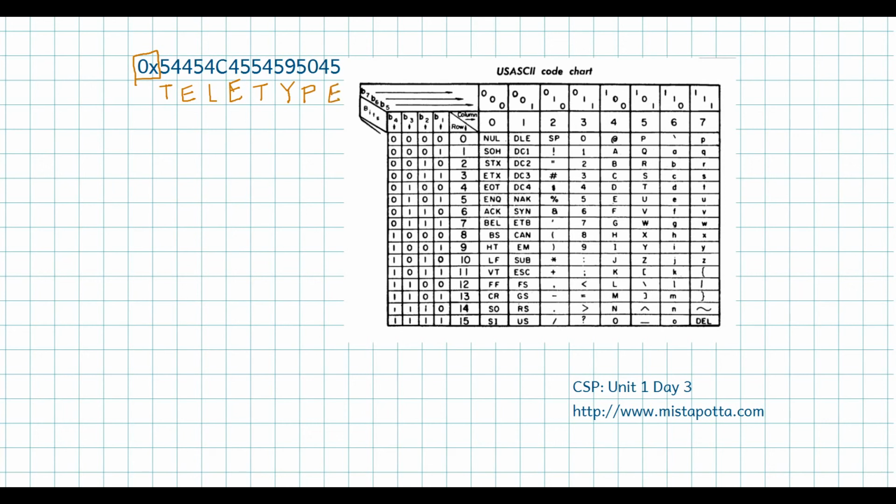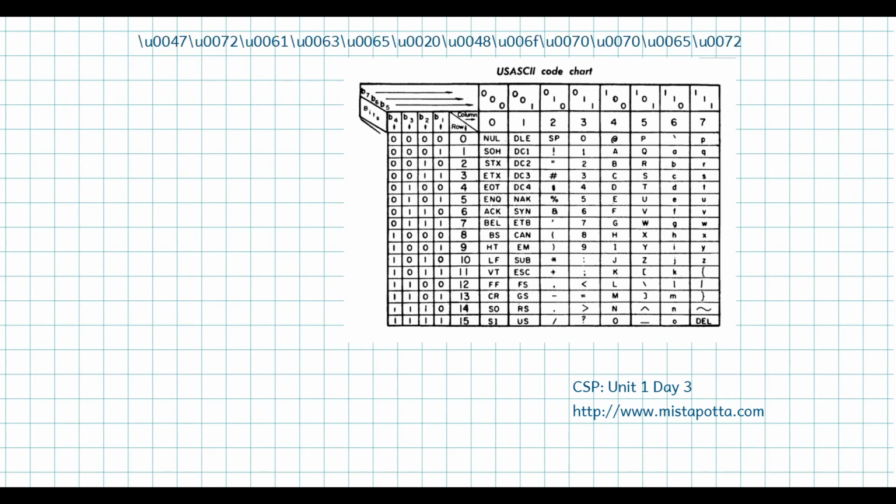And so we see that we get the word teletype when we decode this, when we translate it from the ASCII chart that we have here to our standard English. So if I see 0x, that tells me that I'm going to be dealing with hexadecimals. But there is another thing that I would notice, and that would be that if I saw this \u, the \u tells us that we're specifically talking about Unicode.